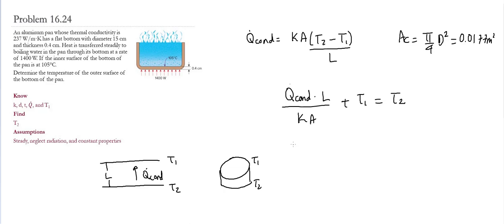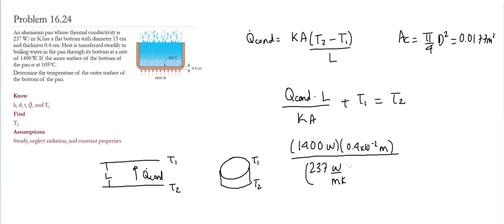Now let's substitute the values. So we have 1400 watts. The distance in between is going to be 0.4 times 10 to the negative 2 meters. The value of K is 237 watts per meter Kelvin. The cross-sectional area is 0.0177 meters squared. And the inner temperature is going to be 105 Celsius. And so this is T2.